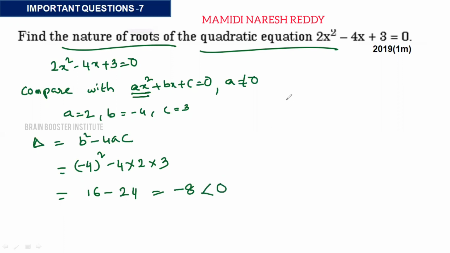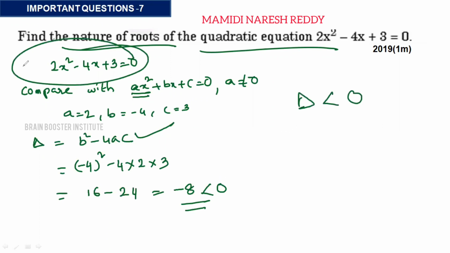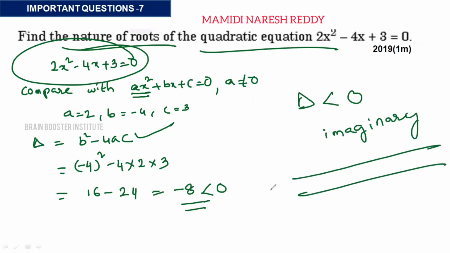As we learned, based on the discriminant, since delta is less than 0, the roots of this quadratic equation are imaginary roots. Imaginary roots here. Got it?